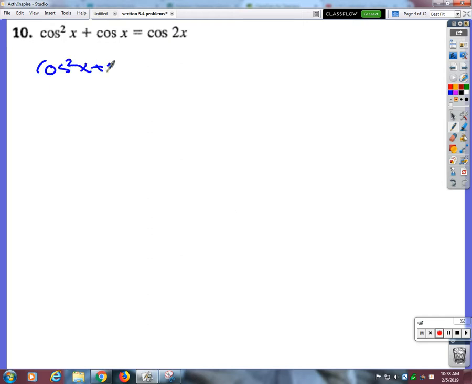It's going to be a little bit easier if we can get everybody in terms of cosine. So let's try this. 2 minus 2 cosine squared x minus 1. Okay, I'm going to bring everything to the right. If I subtract a cosine squared from 2 cosine squared, that leaves me a cosine squared. If I subtract a cosine from nothing, that gives me cosine squared x minus cosine x minus 1 equals 0.